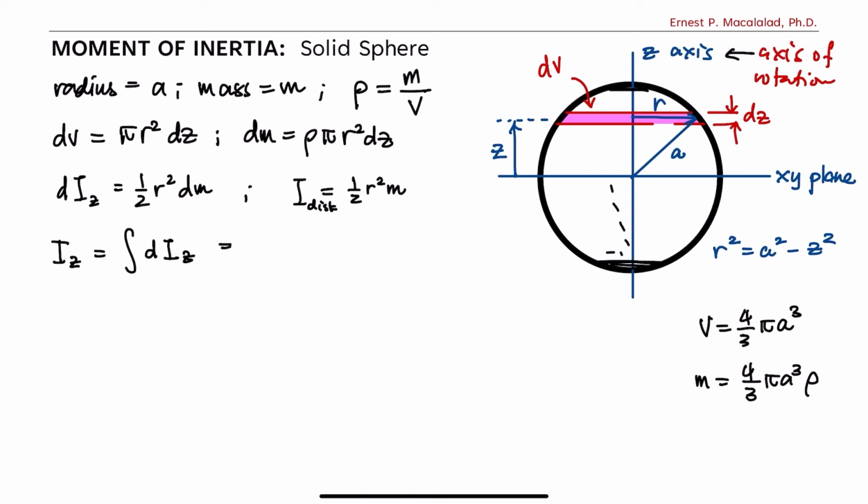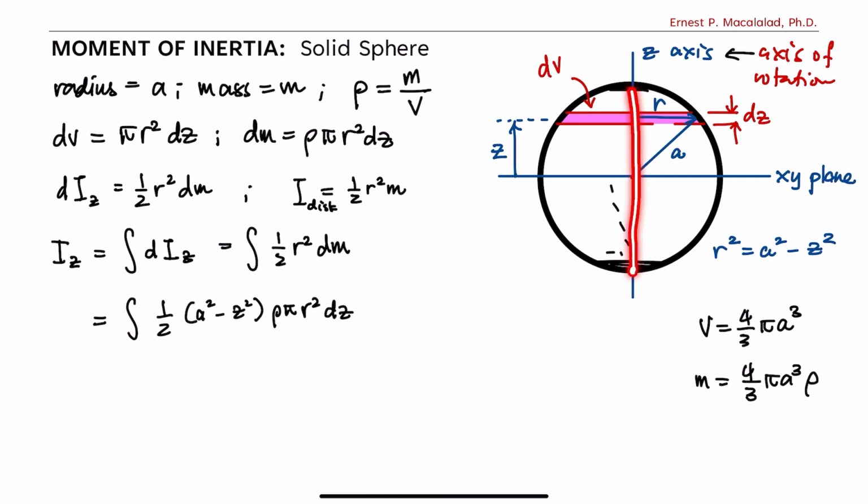So this will now be equal to the integral of 1/2 r squared dm. So this will now be equal to the integral of 1/2 r squared, which is a squared minus z squared, times dm, which is rho pi r squared dz. Here the integration will now be along the z-axis, and this will be integrated from negative a all the way to a, because remember that the radius of the sphere is a. So let's put it here. This is negative a to a.